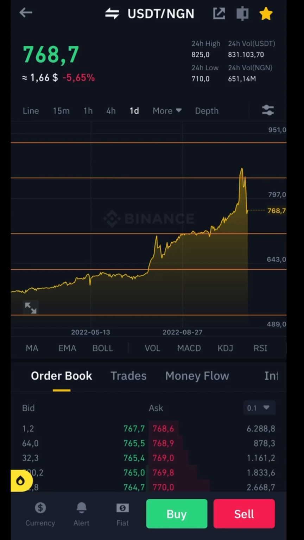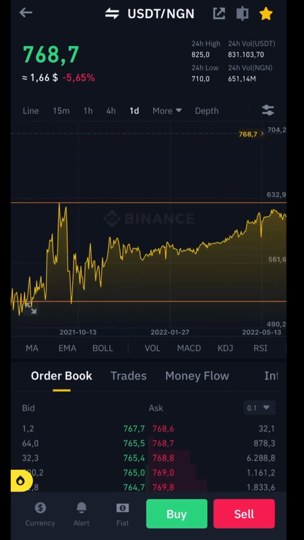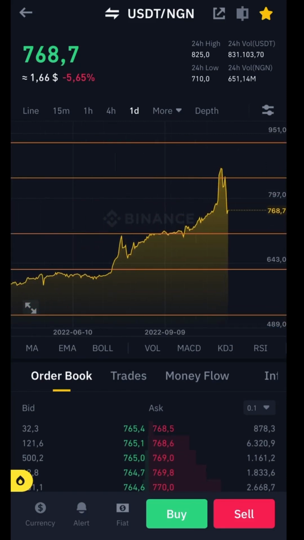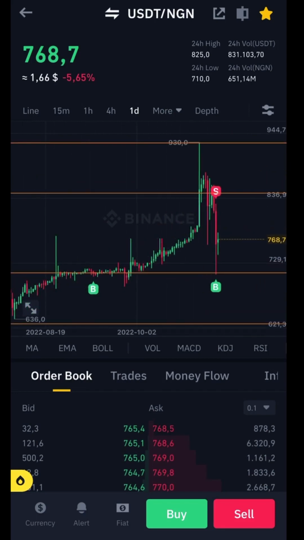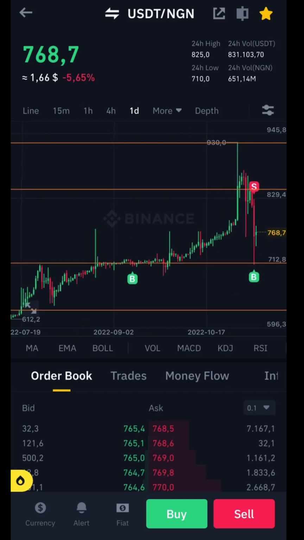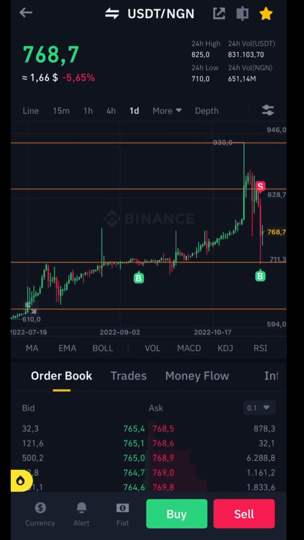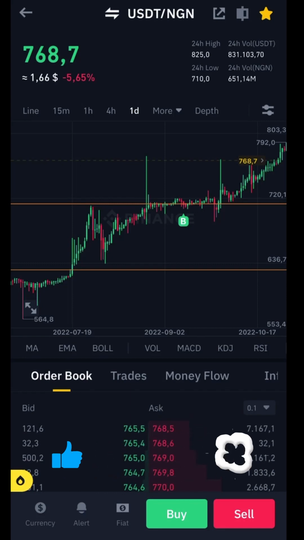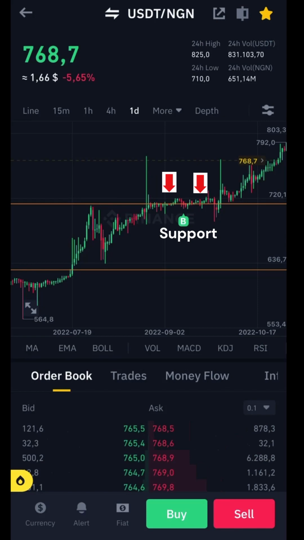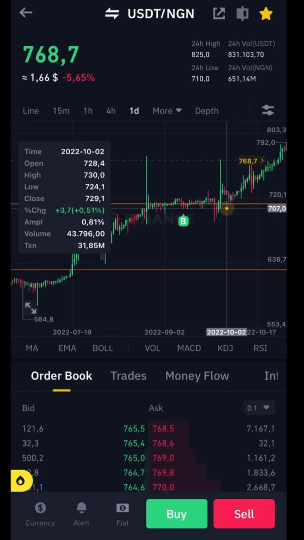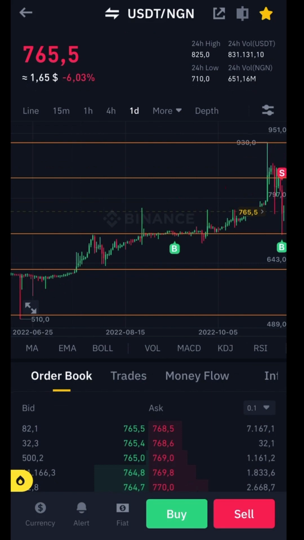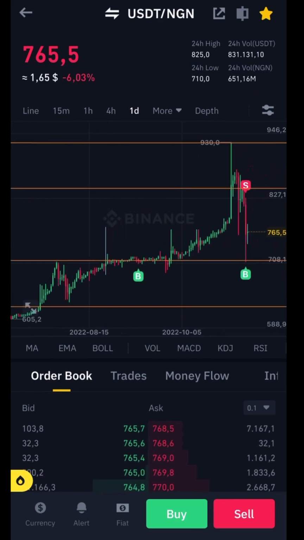Then after drawing this support and resistance, as you can see, this is support and resistance on my chart. Now I'm just going to go back to this place and zoom out. As you can see on my TradingView, I bought at this support level over here. Once I bought at this support level, it was something like 712 Naira, 1212 to USDT.